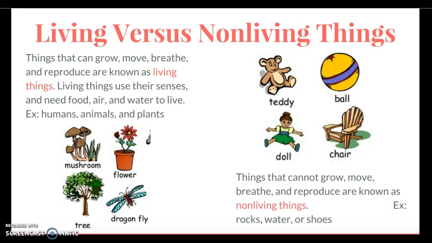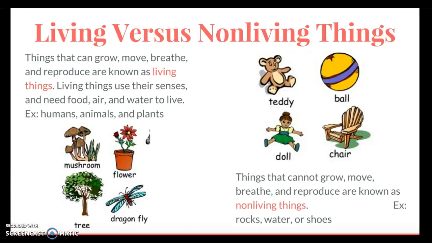Things that can grow, move, breathe, and reproduce are known as living things. Living things use their senses and need food, air, and water to live. Humans, animals, and plants are all examples of living things. Non-living things are things that cannot grow, move, breathe, and reproduce. Non-living things would include rocks, water, or shoes.